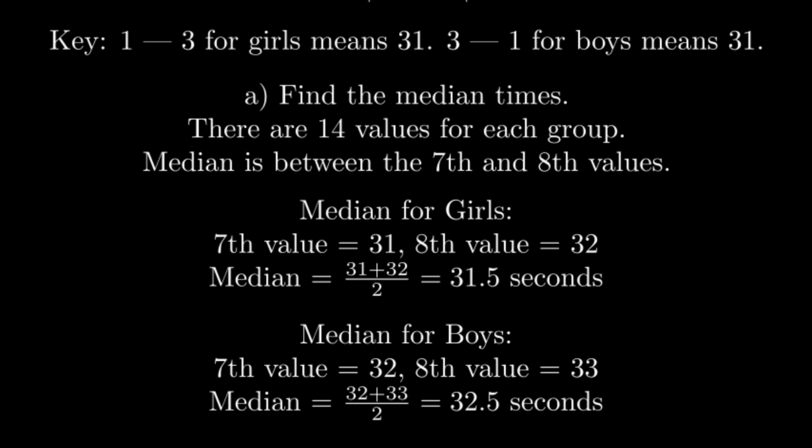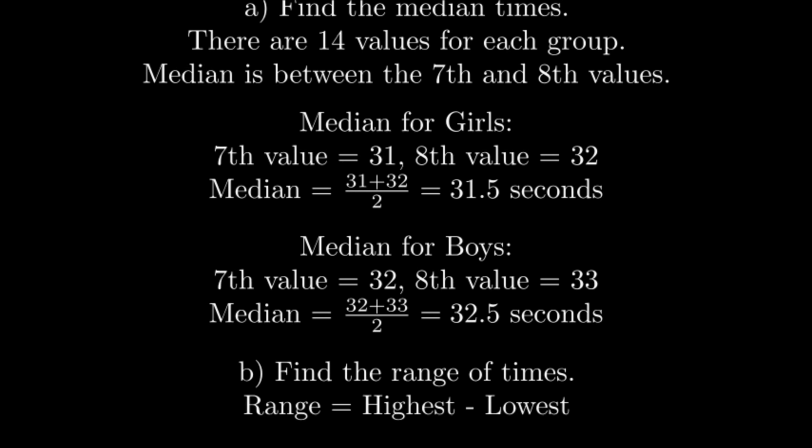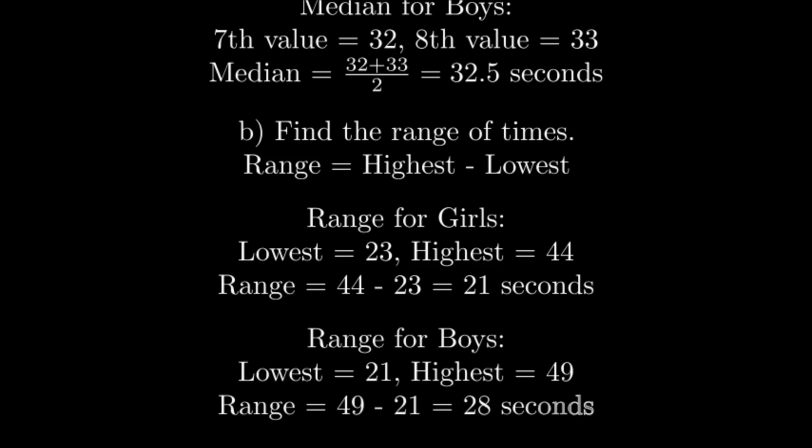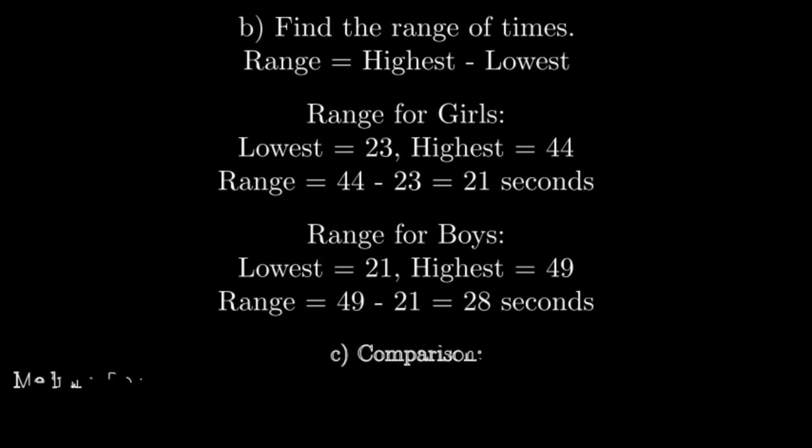Next, let's compare the spread of the data by calculating the range for each group. The range is the difference between the highest and lowest times. For the girls, the lowest time is 23 seconds, and the highest is 44 seconds. The range is 44 minus 23, which is 21 seconds. For the boys, the lowest time is 21 seconds, and the highest is 49 seconds. The range is 49 minus 21, which is 28 seconds.